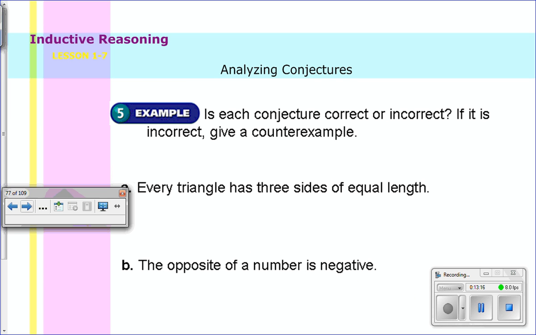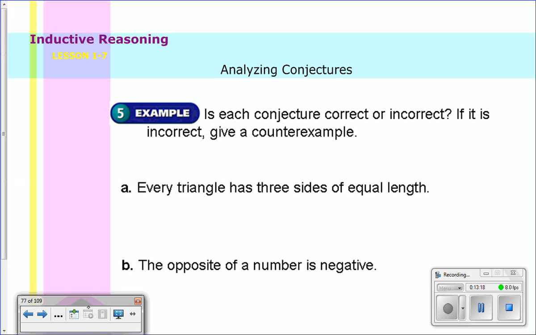So, number 5 here, this 5th example, you need to decide, is each conjecture right or wrong? Now, here's the thing. If there is even one possibility, one thing that proves it wrong, it's not true. Just like the heads and tails. It doesn't matter how many times heads would have popped up. If I got tails just once, it makes that conjecture wrong.